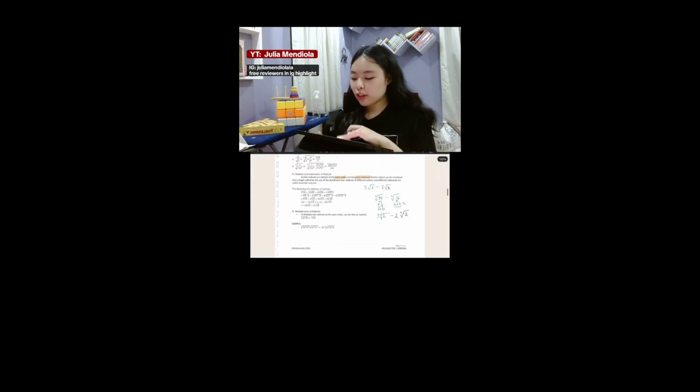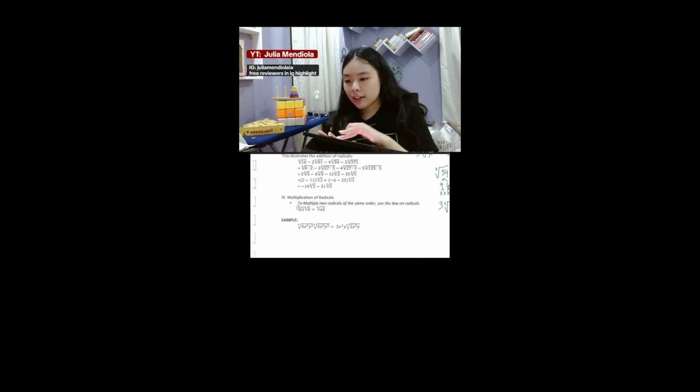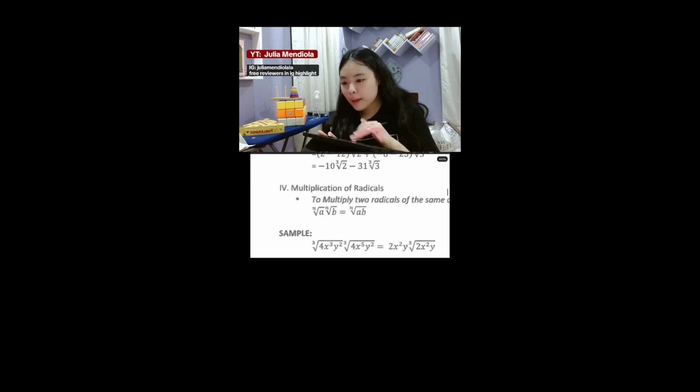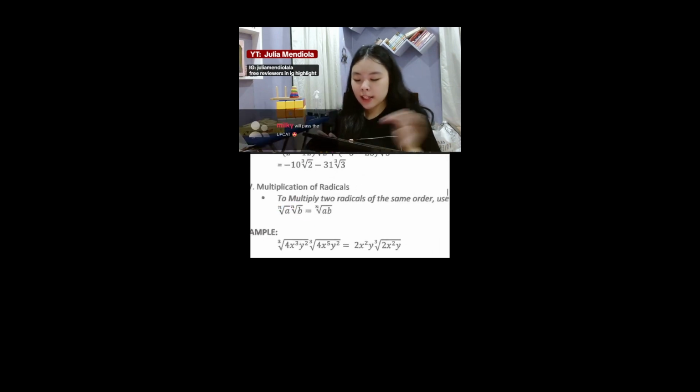Moving on to multiplication. To multiply two radicals of the same order, use the law on radicals. Kapag same ang index, or the order is what they call it, pwede sila ipagsama na lang into one home. Kasi gate yan, di ba guys? Pag same yung gate nila, pwede sila pumasok both into one.